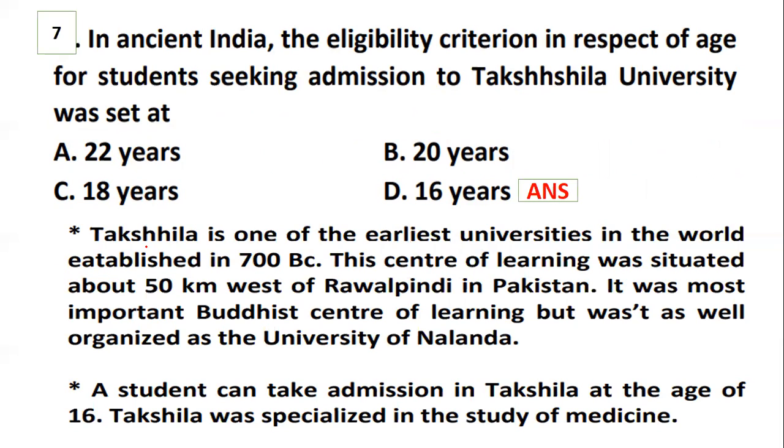Takshila is one of the earliest universities in the world, which was established in 700 BC. The center of learning was situated about 50 kilometers west of Rawalpindi in Pakistan. It is one of the important Buddhist centers of learning, but wasn't as well organized as the University of Nalanda. The main point of difference between Takshila and Nalanda was the way of organization, which was more found in Nalanda compared to Takshila. For a student who wanted to seek admission in Takshila, the age criterion was 16. Takshila was specialized in the study of medicine.